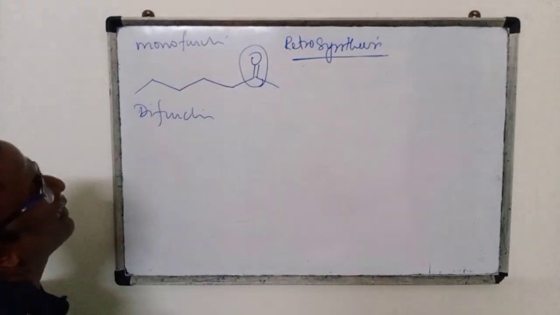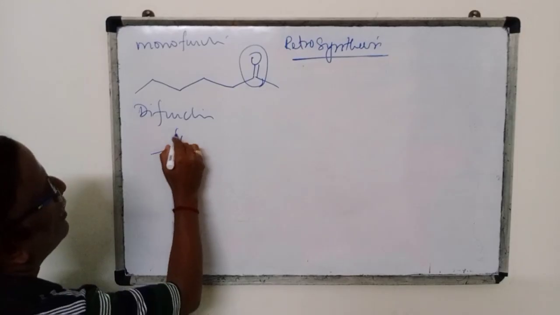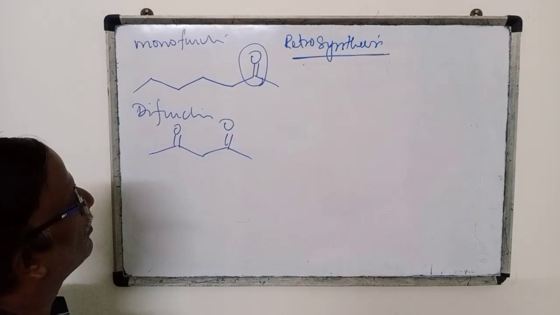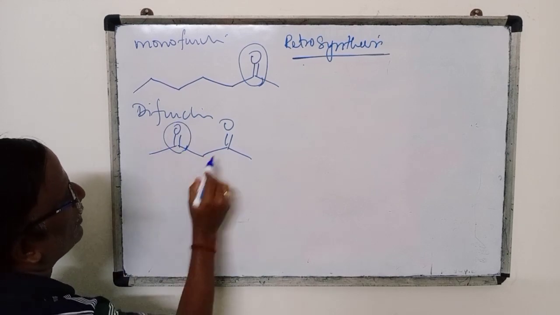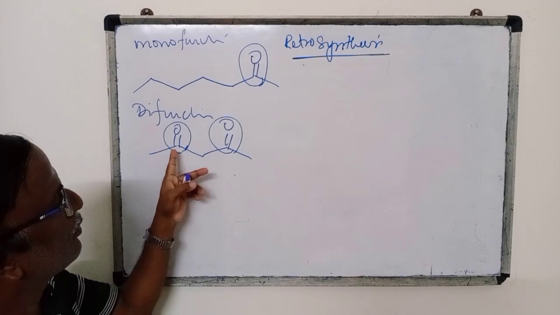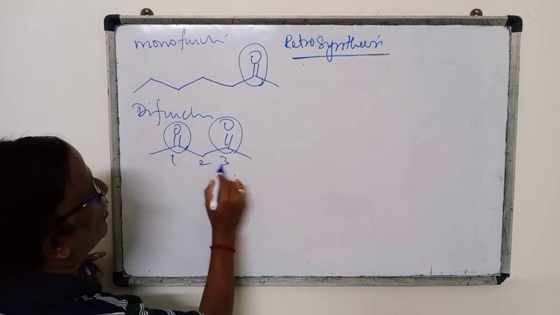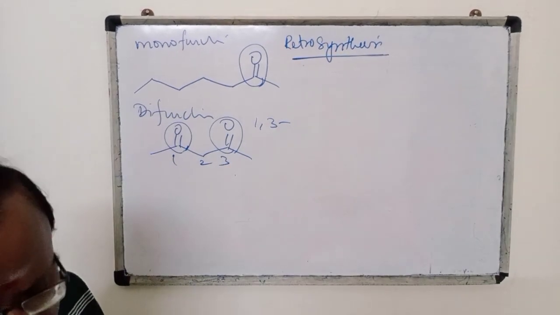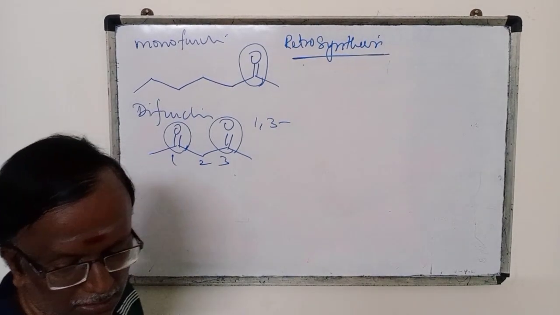So what is the difunctional group? If I have this kind of system where I have a carbonyl group and this keto group, they are 1, 2, 3. So they are 1 and 3. They are 1,3 functional groups, disubstituted. Like this, I can have a variety of these systems.